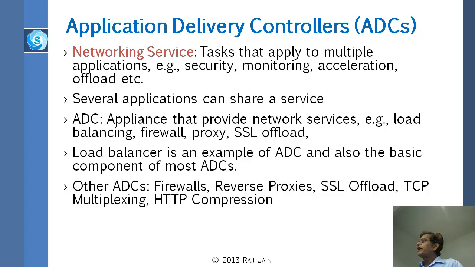All right, you already know firewall, proxy, and load balancer. Now, load balancer is an example of an ADC, but also the basic component of most ADCs. So this is going to be discussed in a lot more detail. Other ADCs are firewalls, reverse proxies, TCP multiplexers, and HTTP compressors. And we will discuss those slightly later.